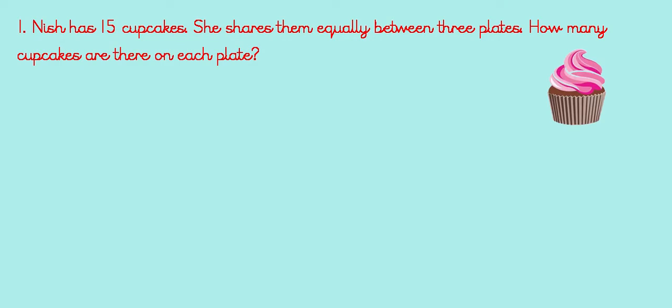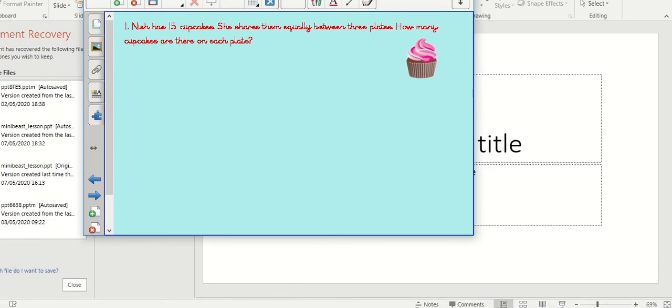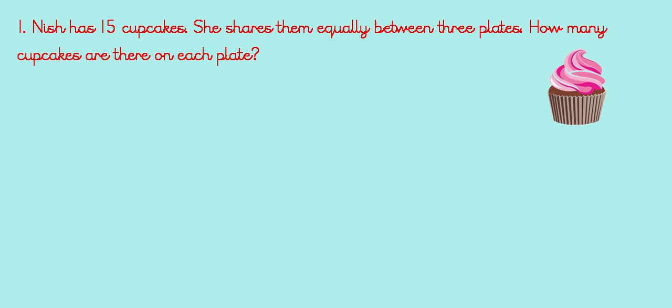Okay, here's our first question. It says, Nish has 15 cupcakes. She shares them equally between 3 plates. How many cupcakes are there on each plate? Let's have a look at the question again and try and spot some of that key language. So, she's got 15 cupcakes. That sounds like her total. What do you think? She shares them equally. So we know we're dividing because she's sharing. That's another word for divide, isn't it? She shares them equally between 3 plates. How many cupcakes are there on each plate?